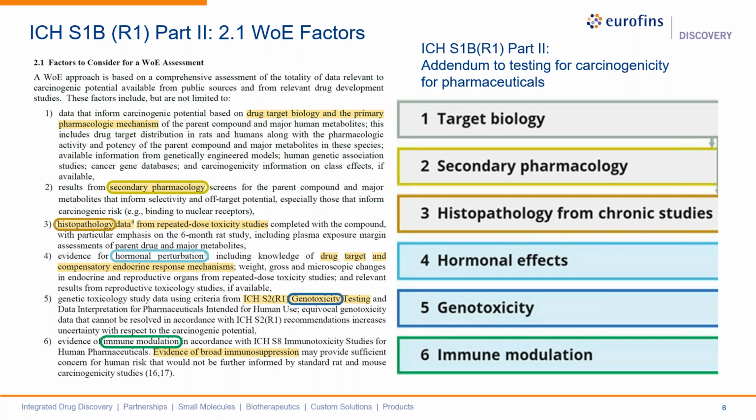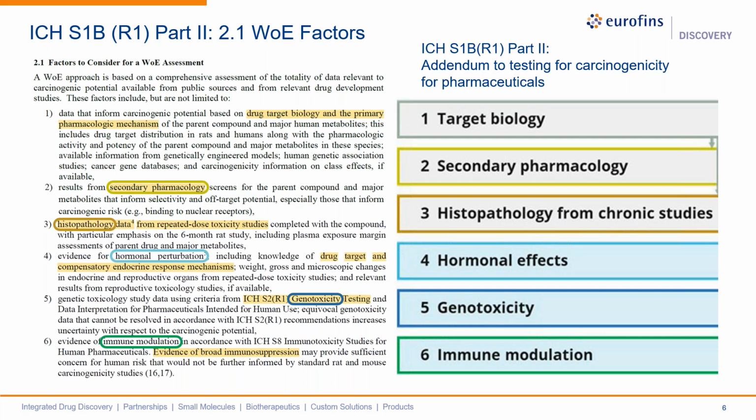This slide presents the critical weight of evidence factors outlined in the guidance for the risk assessment of pharmaceuticals. I directly adapted this paragraph on the left side, so let's check them one by one. The weight of evidence approach represents a comprehensive assessment methodology that evaluates all relevant carcinogenicity potential data. There are 6 key factors.